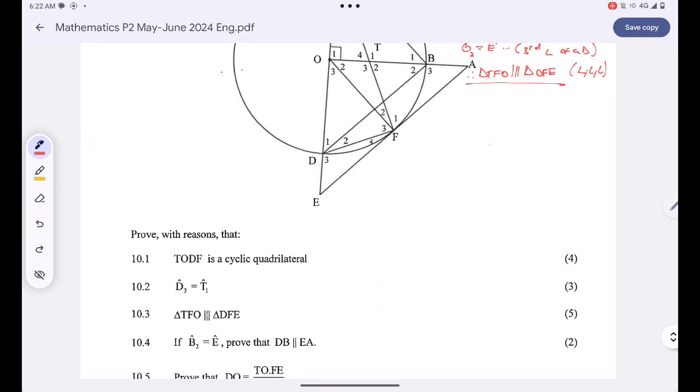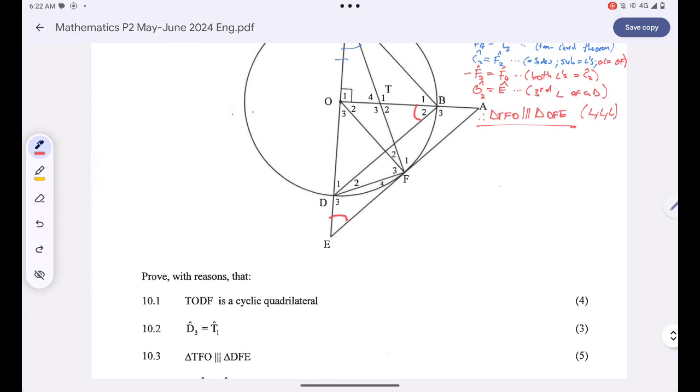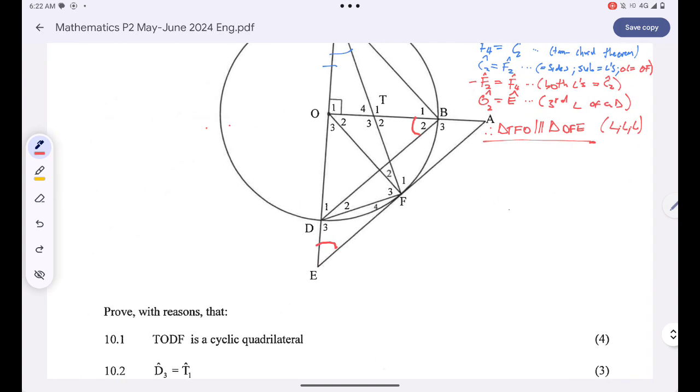If angle B2 is equal to angle E, if these two angles are equal, I'm supposed to show that DB is parallel to the tangent EA. Okay, what do I know? I know that angle B2 will be equal to angle D1.